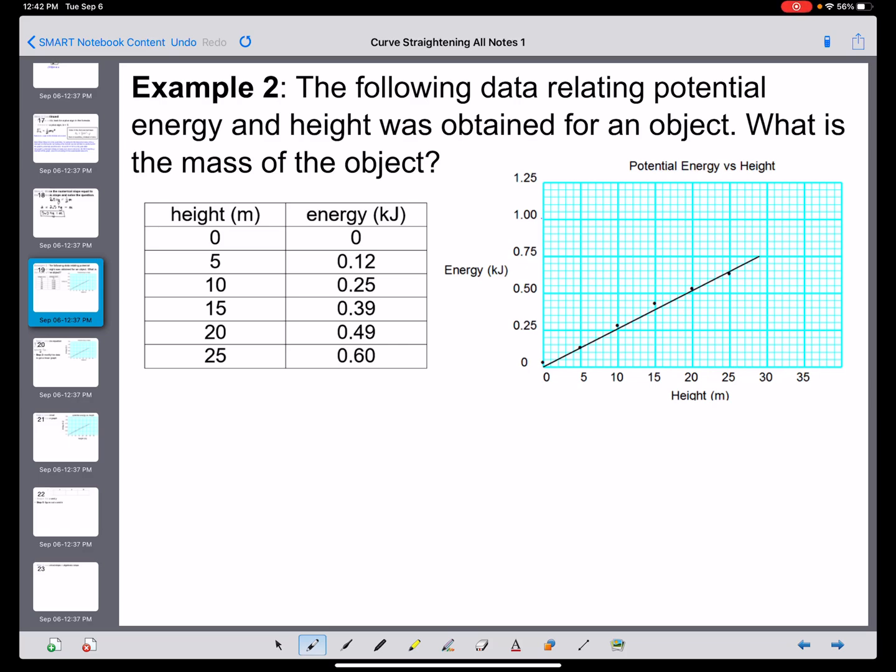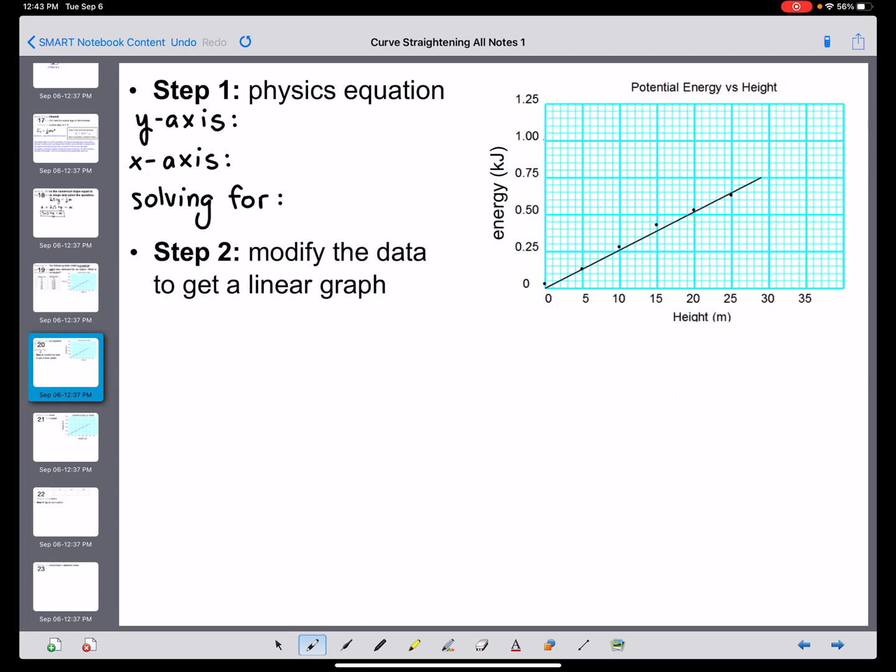Okay, example 2 of curve straightening. So we have some data relating potential energy on the y-axis and height on the x-axis, and we're being asked to find the mass of the object. Remember, the first step is to try to find a physics equation, and it has to have these three things in it: the quantity on the y-axis, which here is potential energy, the quantity on the x-axis, which is height, and here we're being asked to find mass.